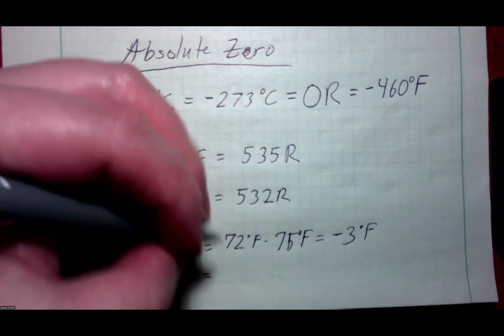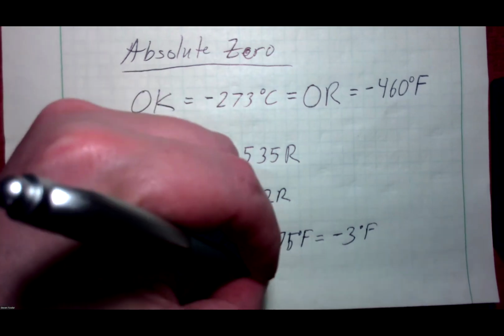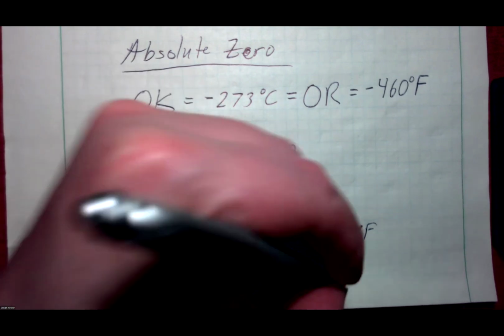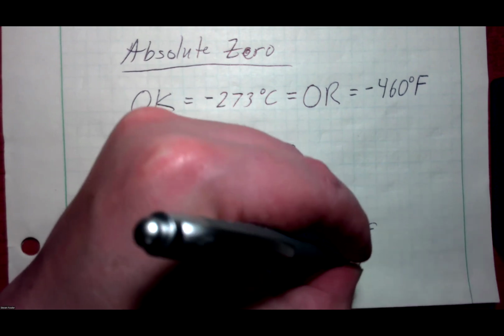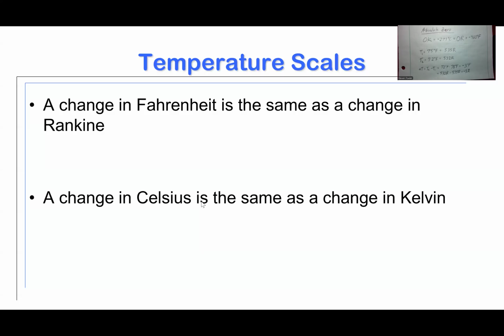It is also the same if I took 532 Rankine minus 535 Rankine. That's also going to get me minus 3 Rankine. We could do the same thing with Celsius and Kelvin, right? A difference in Rankine is going to be the same as a difference in Fahrenheit, and the difference in Celsius is going to be the same as a difference in Kelvin.